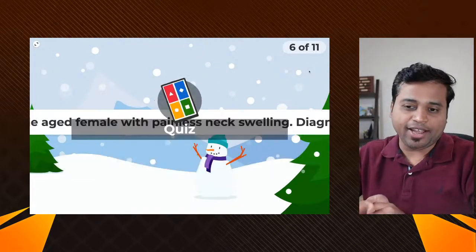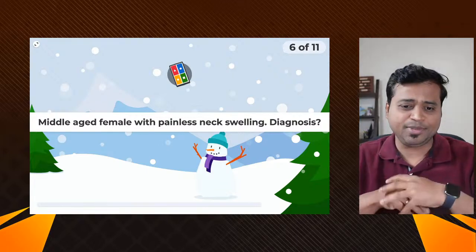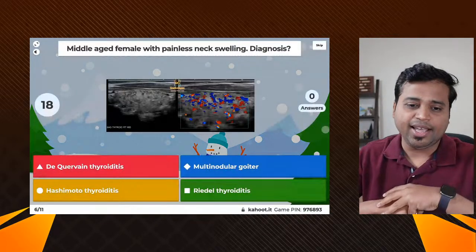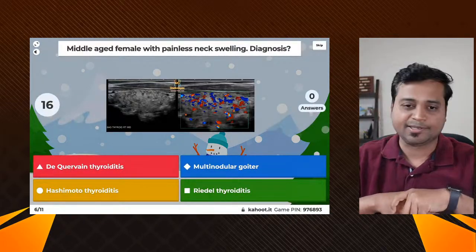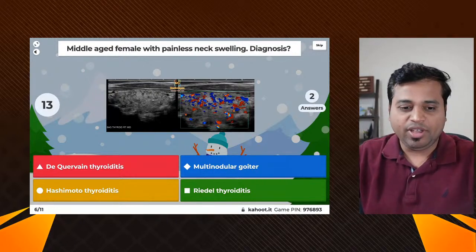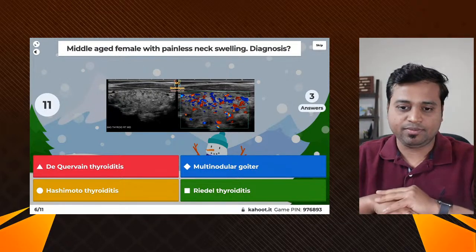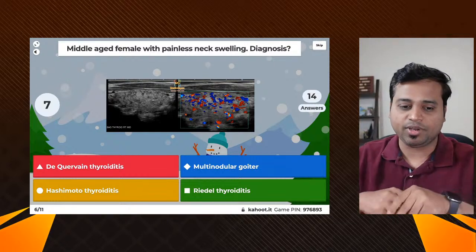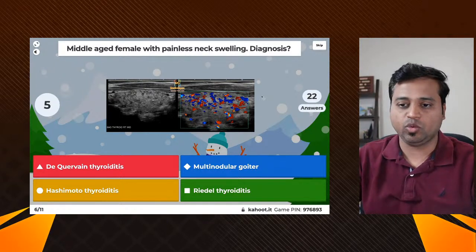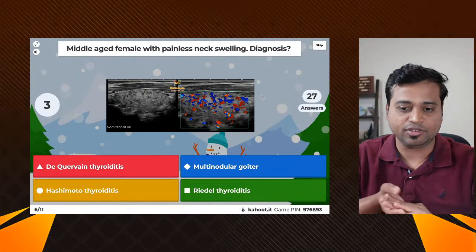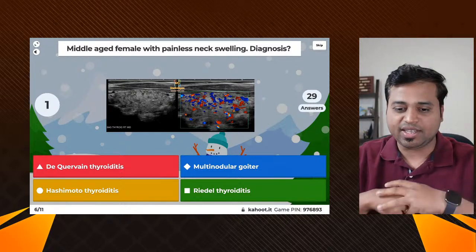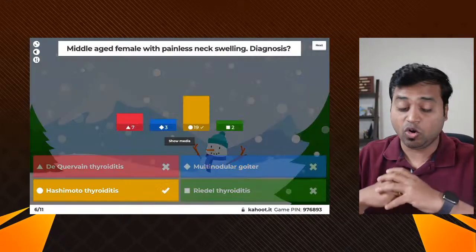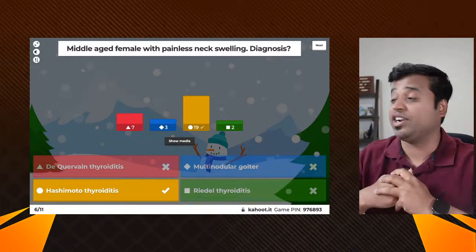So case number 5, midway through the quiz. This middle-aged female presented with an enlarging painless neck mass. We have ultrasound images of the thyroid, grayscale and color Doppler. So which of the following would be the best possible answer for this? Would it be de Quervain's thyroiditis, multinodular goiter, Hashimoto's thyroiditis, or Riedel's thyroiditis?